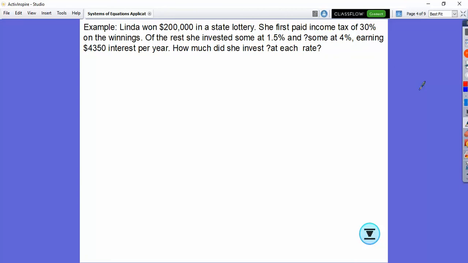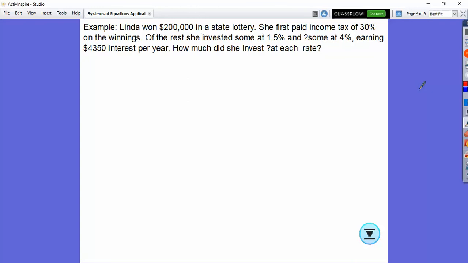Amanda won $200,000 in a state lottery. She first paid income tax of 30% on the winnings. Of the rest, she invested some at 1.5% and some at 4%, earning $4,350 interest per year. How much did she invest at each rate? I'm not sure why there's all these extra question marks in there. Just ignore that.